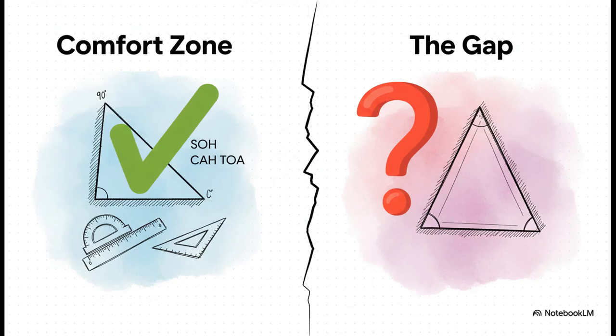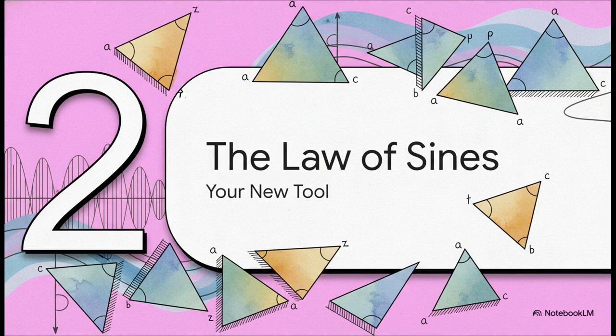And this really lays it out perfectly. Over on the left, that's our comfort zone, right? The right triangle. SOHCAHTOA is king there. But on the right, we've got what's called an oblique triangle, which is really just a fancy name for any triangle without a right angle. And up until now, that big question mark has been a real gap in what we can solve. Well, today we're going to erase that question mark for good. So let's get to the solution.